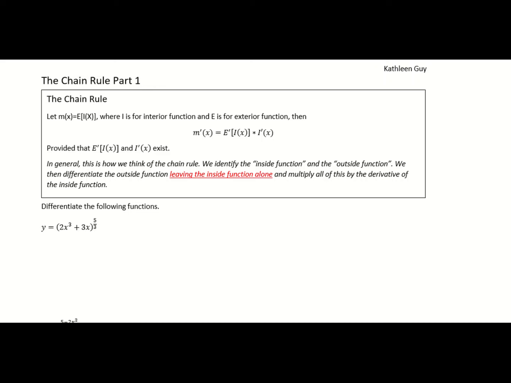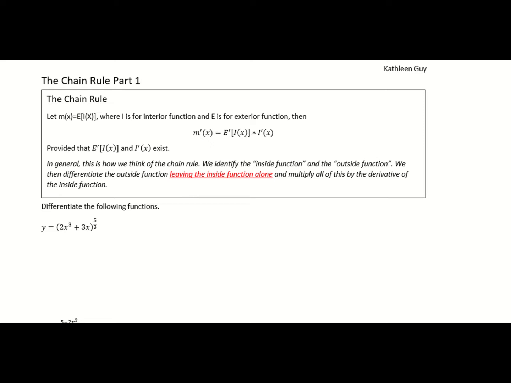We have seen how to apply the general power rule, which is a specific type of the chain rule, but let's now look at the overall chain rule. So let m of x be a composition of functions, e composed with I of x, where I is considered the interior function, as e is considered the exterior function.